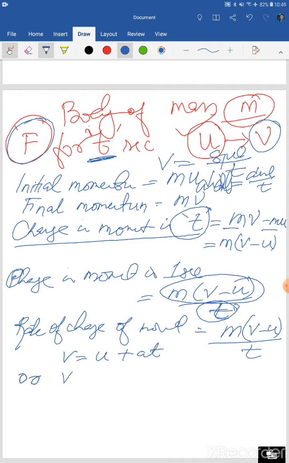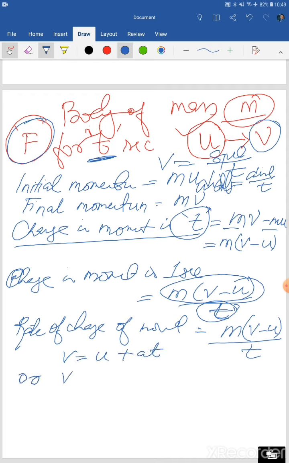In the beginning of the video, we saw that momentum P equals mass into velocity. Then the rate of change of momentum is equal to m into a. So now here we are getting two equations which look quite similar. That is, rate of change of momentum is equal to ma, and now here we are getting F equals ma.